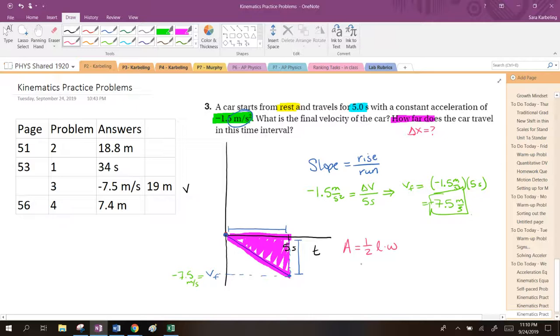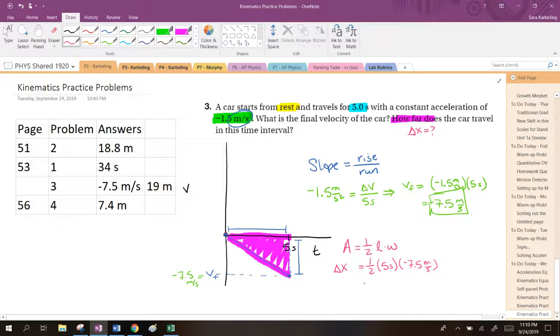I know my length is, so this is the change in position, is equal to 1/2. Well, my length is going to be 5 seconds, and my width is going to be negative 7.5 meters per second. Is that okay? Now, hold on just a second here.